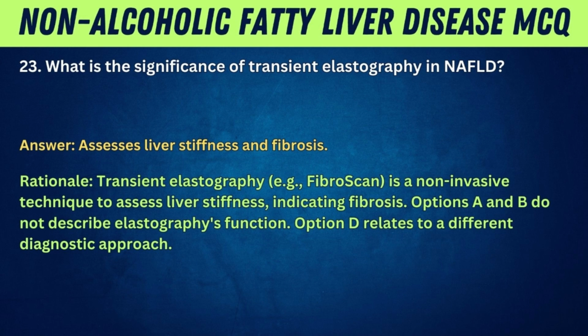Rationale: transient elastography, e.g., FibroScan, is a non-invasive technique to assess liver stiffness, indicating fibrosis. Options A and B do not describe elastography's function. Option D relates to a different diagnostic approach.